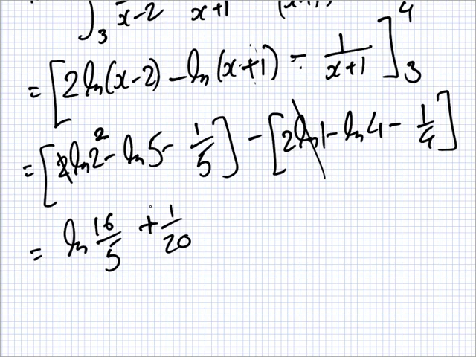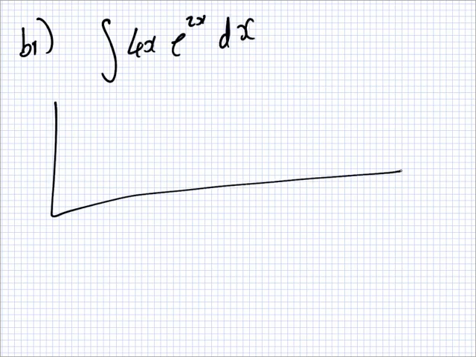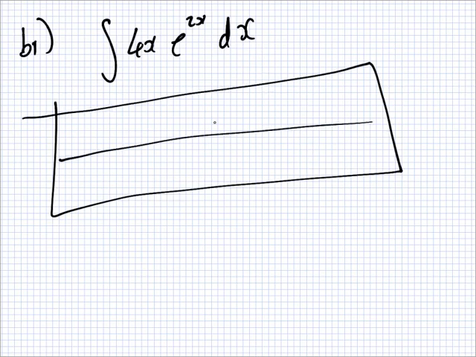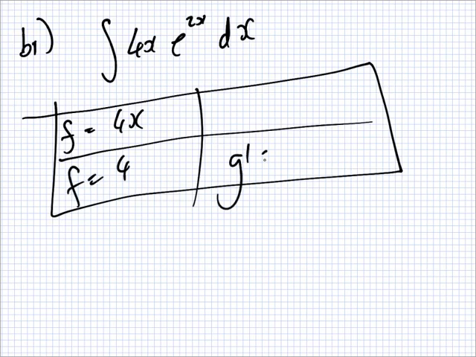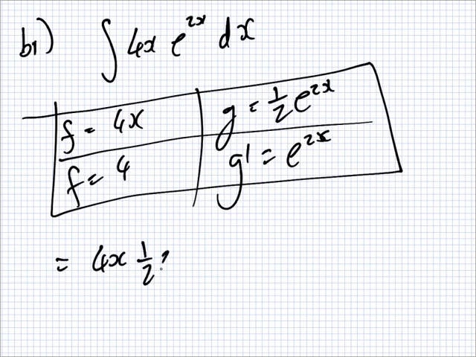Right, integration by parts next. For x e to the 2x dx. So I'll do it with the table. What's f? f derivative, g derivative, and g is 1 over 2 e to the 2x. I don't know what you said, but it wasn't that. f g minus f derivative g.